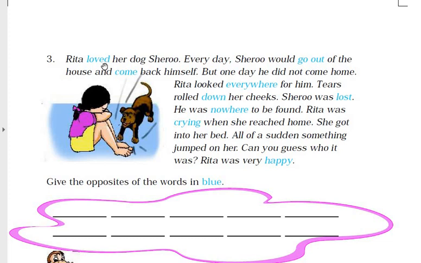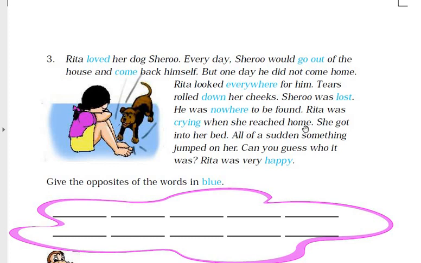Alright, so question number 3 is, Rita loved her dog Sheru. Every day Sheru would go out of the house and come back himself. But one day he did not come home. Rita looked everywhere for him. Tears rolled down her cheeks, and Sheru was lost. He was nowhere to be found. Rita was crying.